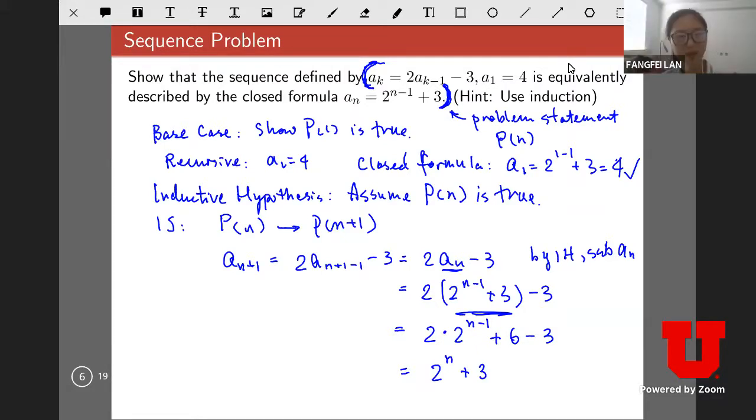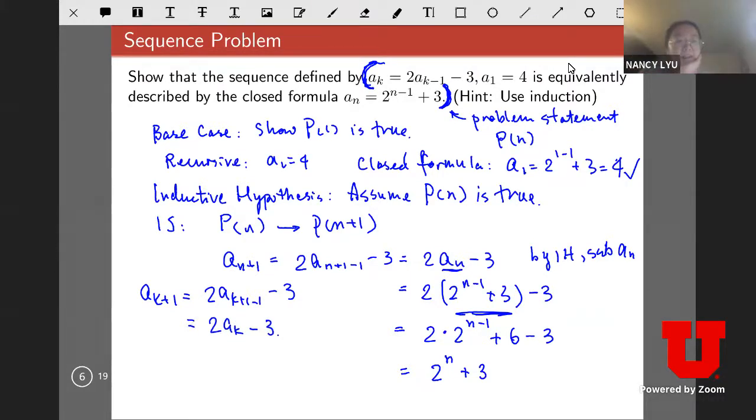But does that matter? Let's say we start with a sub k plus 1 and we get 2 times a sub k plus 1 minus 1, right? So you get this same recursive formula, and then you get 2 a sub k minus 3. Based on the hypothesis, your a sub k equals a sub n. Then you substitute your a sub n. Sure. But does that matter?